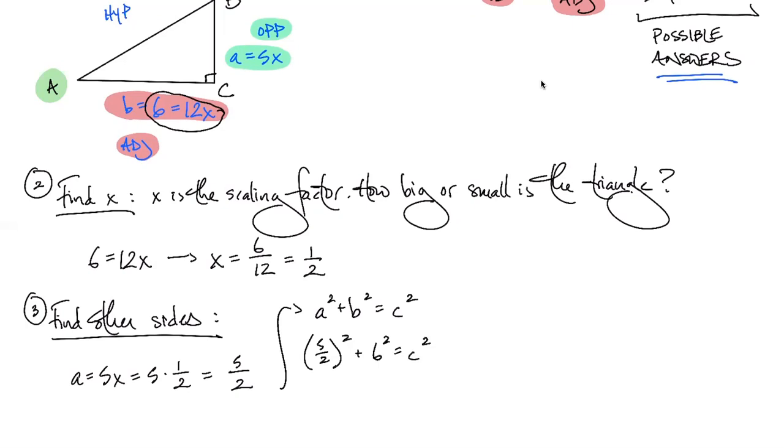All right, so now this setup is the important part. After this, it's all just number crunching. So we've got 25 over 4 plus 36 equals c squared. So c squared equals, I think this is 169 over 4, which gives us c equals plus or minus 13 over 2.